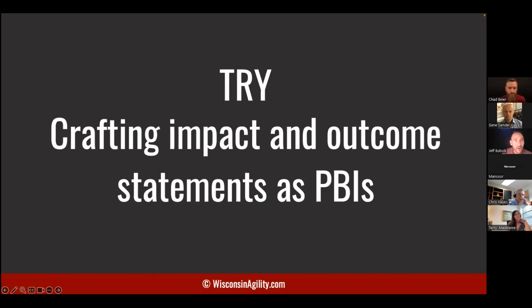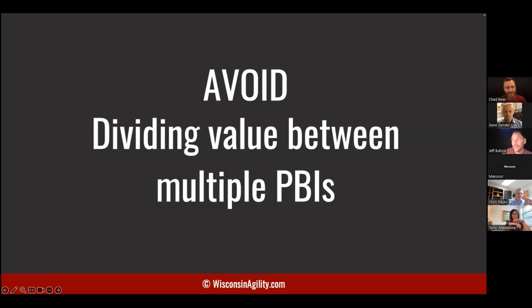Try crafting impact and outcome statements at the PBI level, and keeping those together, right? I'm going to go right to the next one here, Jed. Avoid dividing value between multiple PBIs. Too often we see people slicing it down to that task level because they say we need to divide the value, because we need to slice it thinner so we can fit it inside of a sprint. And we're just saying, don't do that.